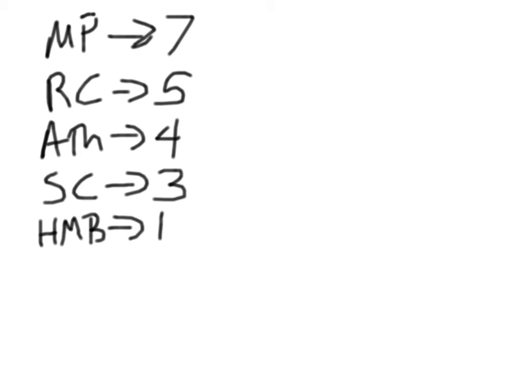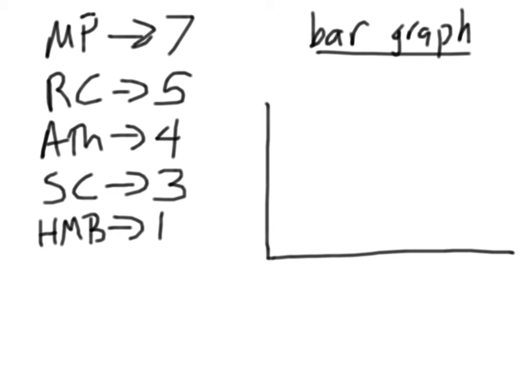Okay, so that's categorical data. Why is that categorical data? Because the city you live in is clearly a category. It's not a number. So how would you make a bar graph for that? Pretty straightforward. You draw in a little axes, and on the x-axis you put which city you live in. The categories go on this axis. So we would go Menlo Park, Redwood City, Atherton, San Carlos, and Half Moon Bay.